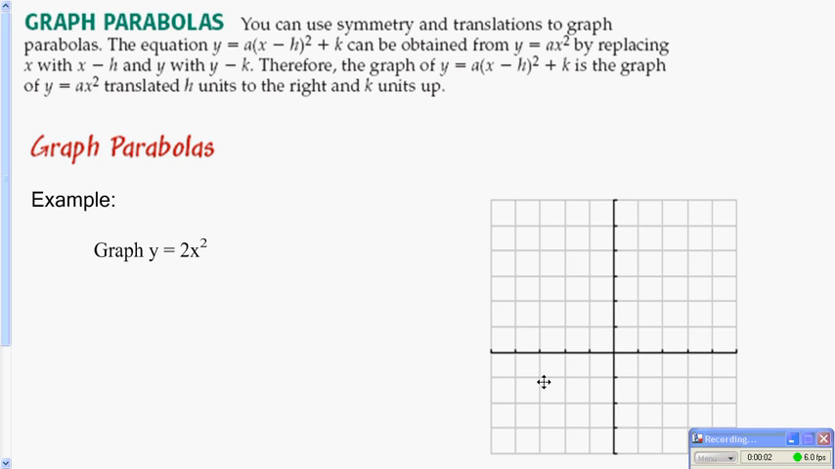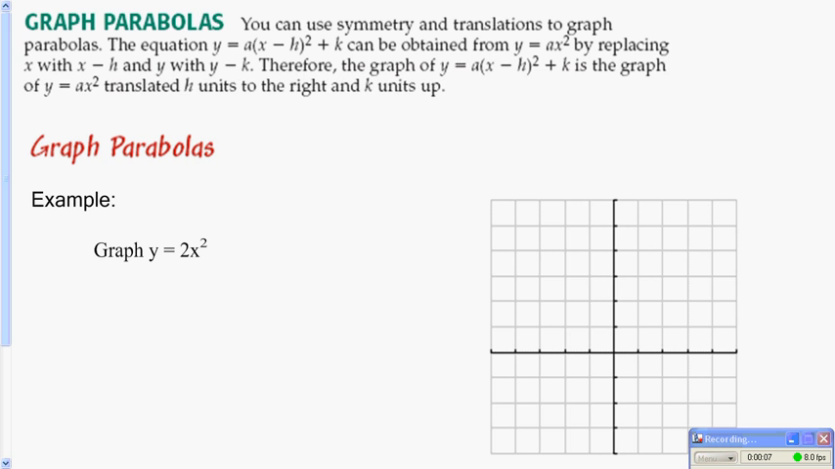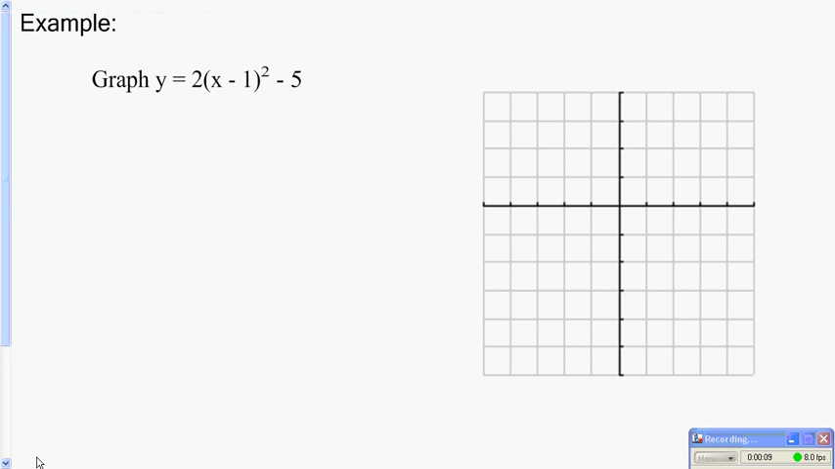Alright, this is lesson 8.2, part B. I'm going to skip this question. This is pretty rudimentary for us, so I'm going to go right to the next one. How do we graph this?